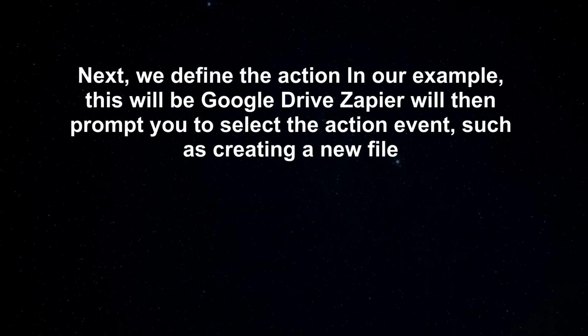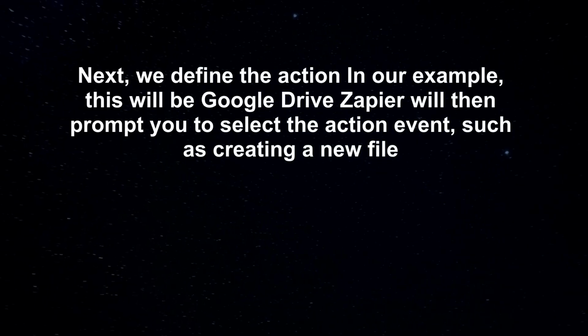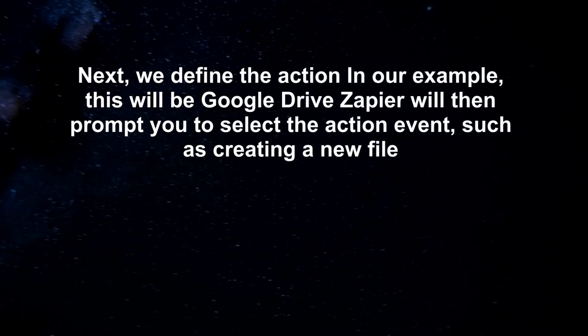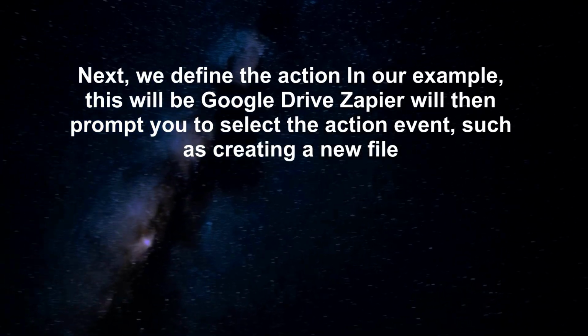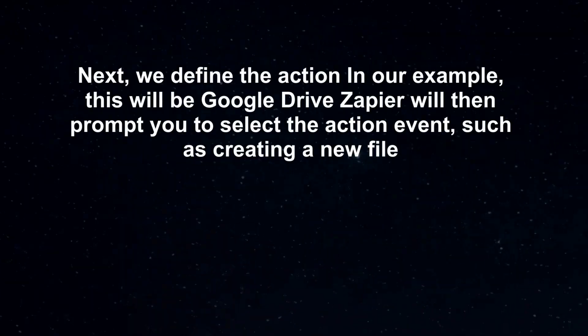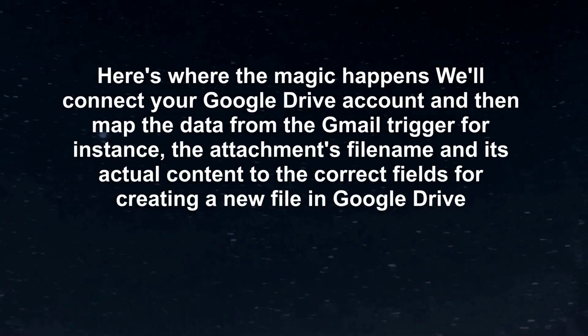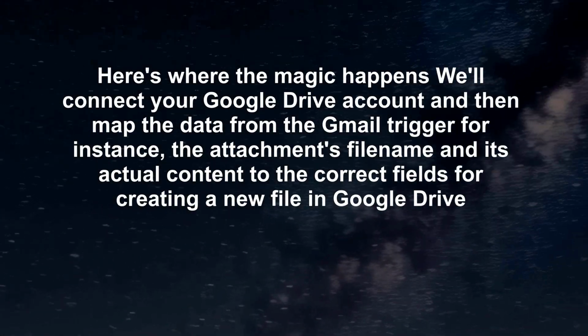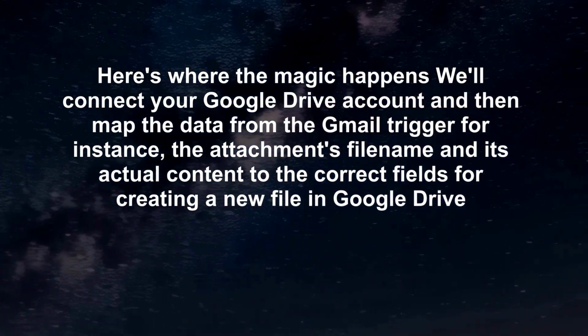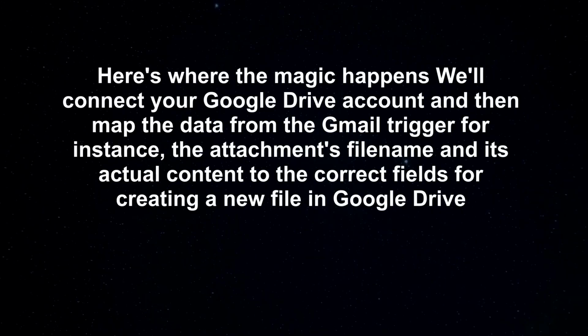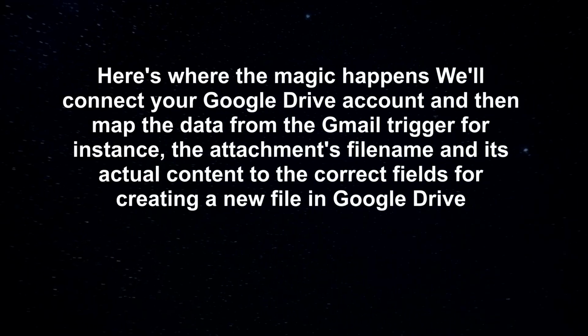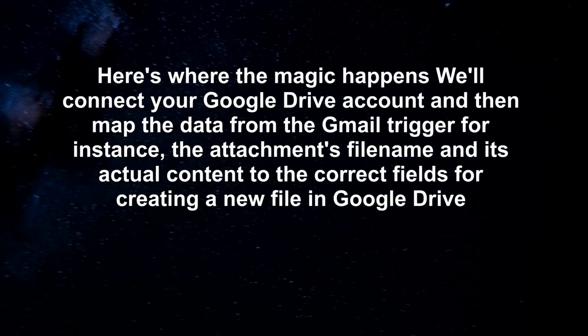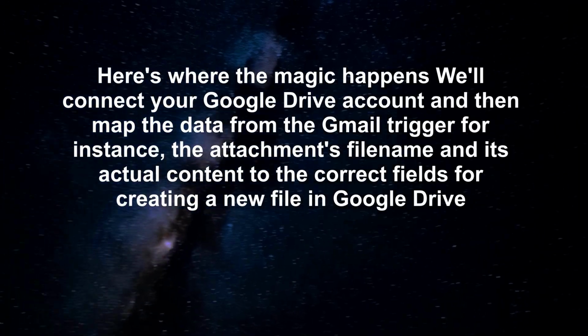Next, we define the action. In our example, this will be Google Drive. Zapier will then prompt you to select the action event, such as creating a new file. Here's where the magic happens. We'll connect your Google Drive account and then map the data from the Gmail trigger, for instance, the attachment's file name and its actual content, to the correct fields for creating a new file in Google Drive.